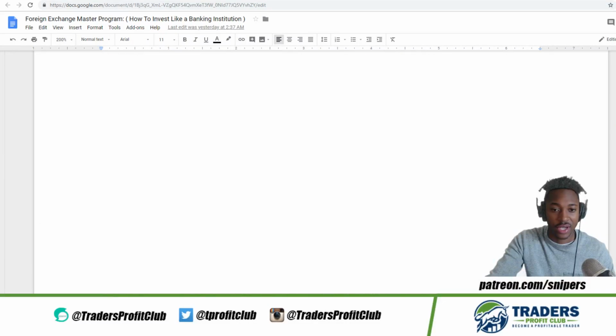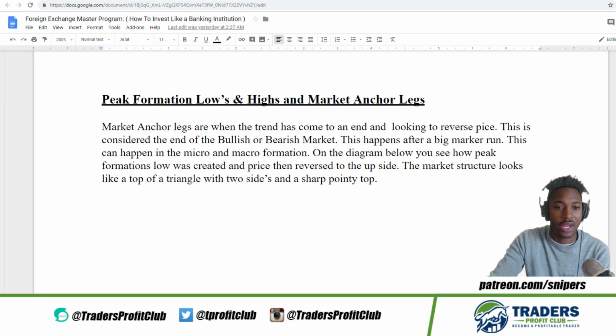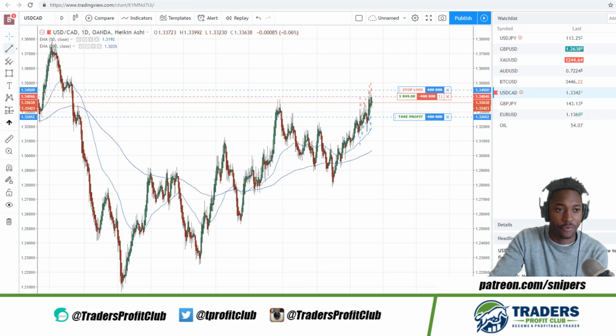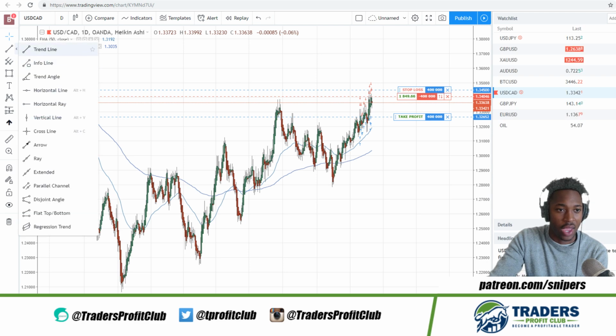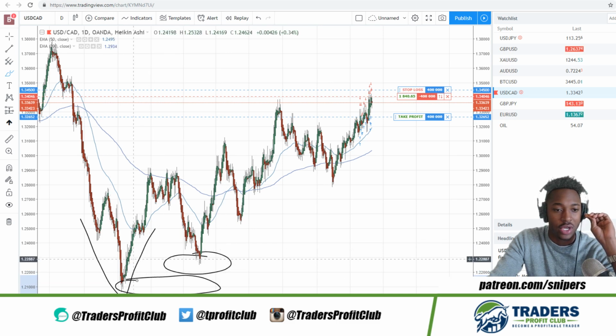There's a lot of information here, guys, that I'm going to go over. Okay, so peak formations, market anchor leg and peak formation, lows or highs. A peak formation is pretty self-explanatory, you guys. When we're looking at price, we want to look for a formation that kind of looks like a peak, right? How it's exhausted and it hasn't retested that previous level of that peak. What I mean by that is that the market makes a peak formation and then it doesn't retest that level of that low. Because if it doesn't retest that low, we know that that is the bottom, the end of that trend, right?